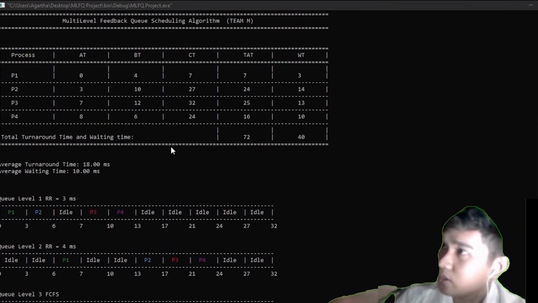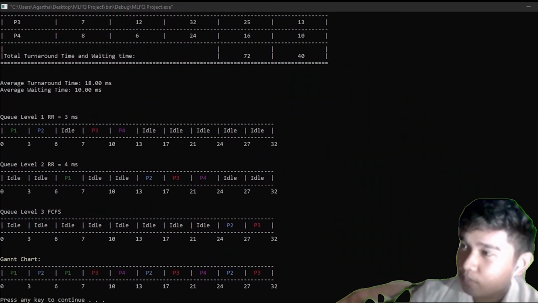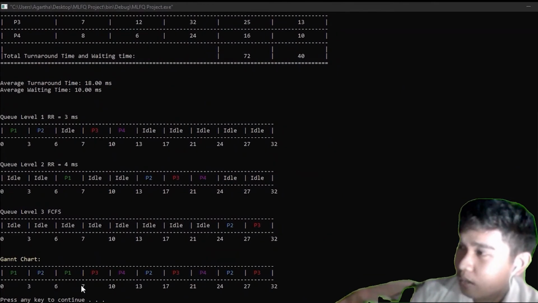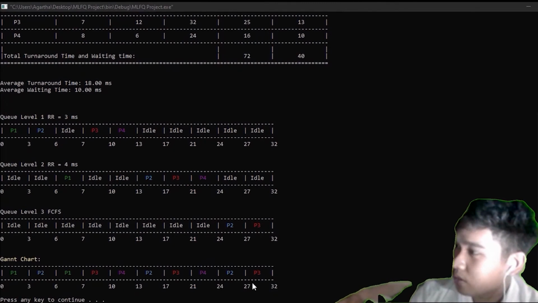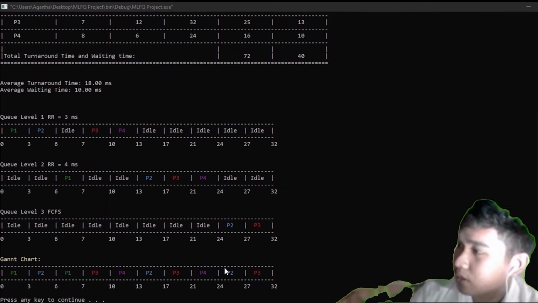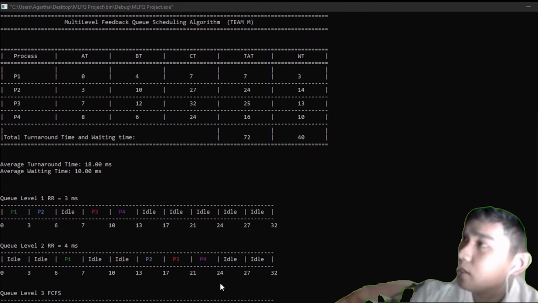So as you can see, there is the completion time, turnaround time, and waiting time for each process. So P1 completes at time 7, P2 completes at time 27, P3 completes at time 32, and P4 completes at time 24. So P1 completion time 7, P2 completion time 27, P3 completion time 32, and P4 completion time 24.